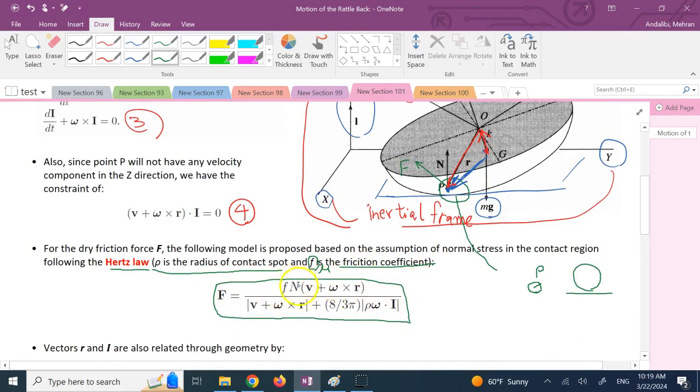where f is again the coefficient of kinetic friction, N is that normal force, V plus omega cross R, if you remember, that's the velocity of the contact point, right? And this 8 over 3 pi again comes from this Hertz law assumption, and rho, omega, and I are all given. So you see that this friction force not only depends on the normal force, not only depends on the kinetic friction coefficient, it also does depend on the sliding velocity and the spin.